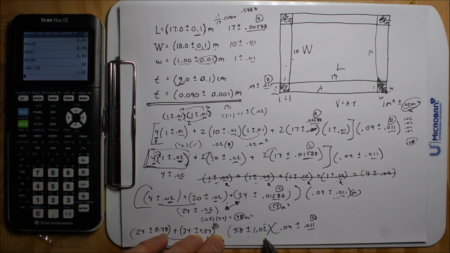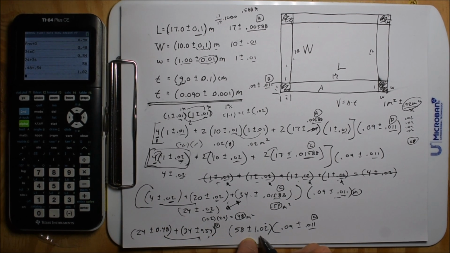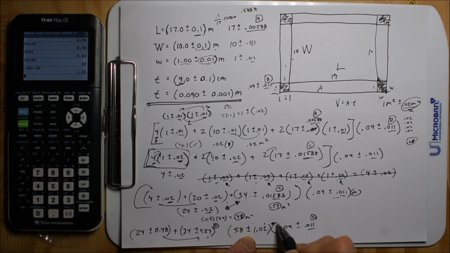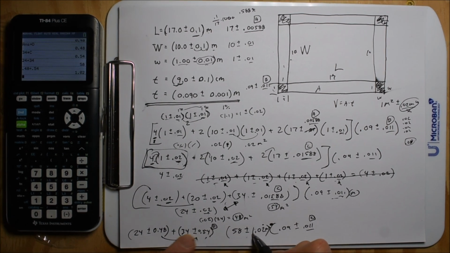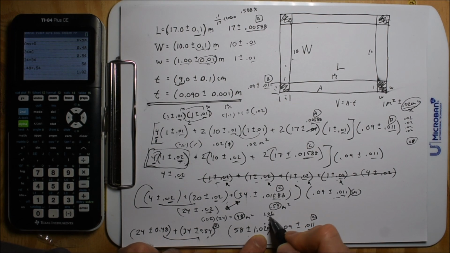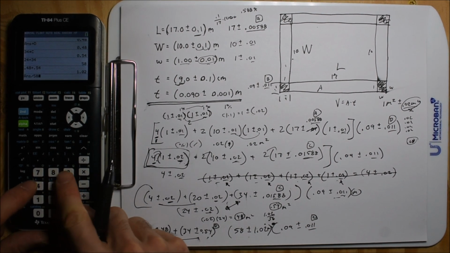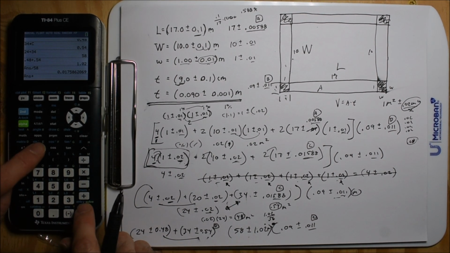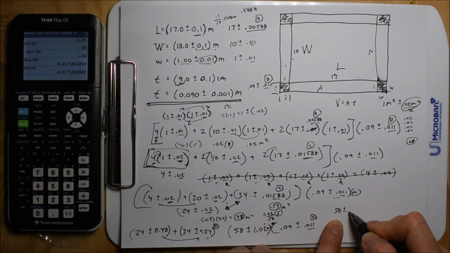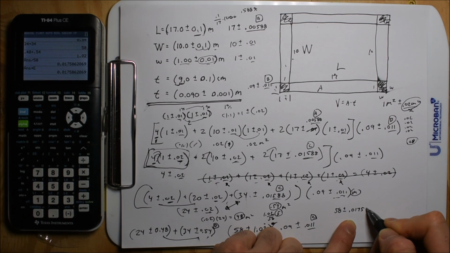We got our last number, and now we just got to multiply by the thickness. But this is the actual number. This is meters squared. So we actually need to get back the fraction. To get that, you're going to go 1.02 divided by 58, and we're going to store that as alpha E. So you're going to get 58 plus or minus 0.0175.